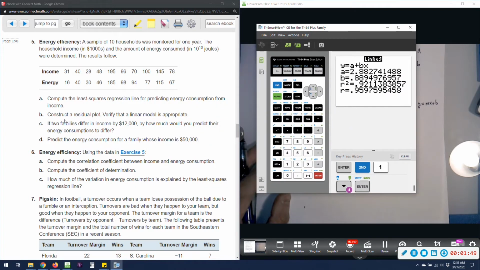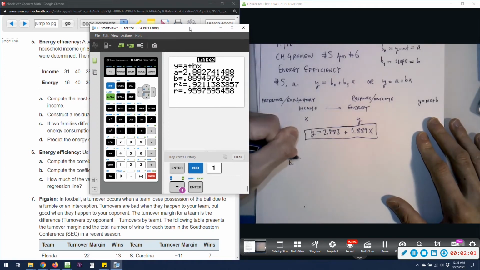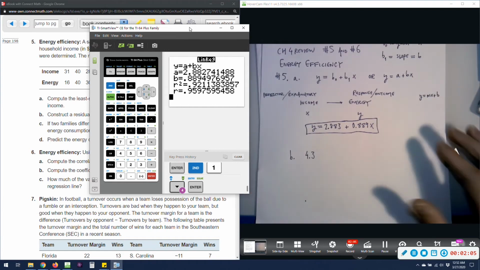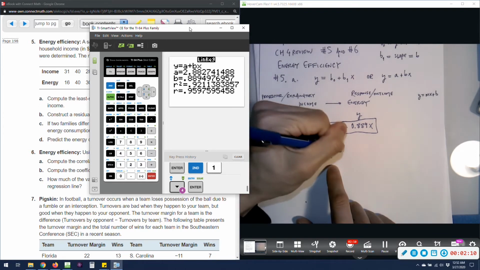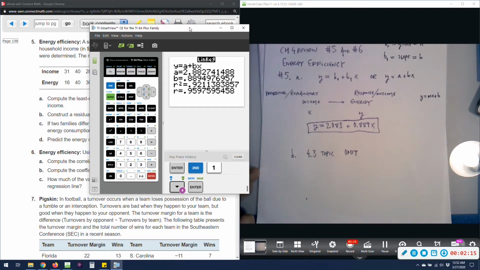Letter B here, we want to construct a residual plot and verify that a linear model is appropriate. Letter B is a topic that falls into 4.3. Since we're not covering 4.3, which is optional, we're going to omit it. This is extra credit, so I'm going to omit it. But if you're interested, maybe in a follow-up video, I will talk about what the residual plot means.